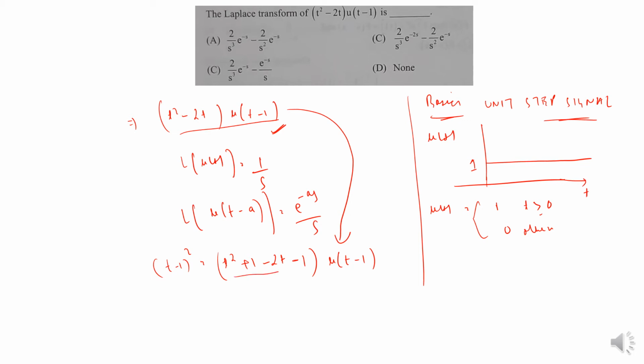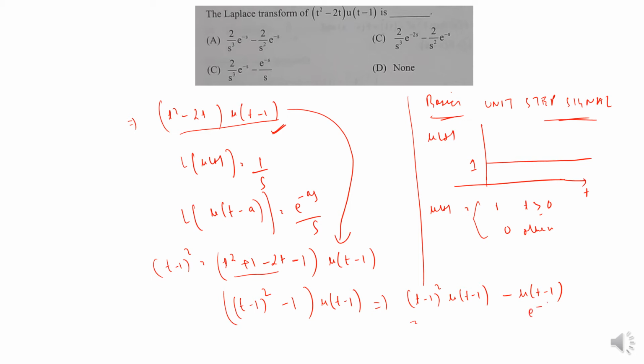So this one, t square plus 1 minus 2t can be written as t minus 1 whole square minus 1 into u of t minus 1. I hope this is understood, right? Now I'm separating it, so I can write t minus 1 whole square into u of t minus 1 minus u of t minus 1.